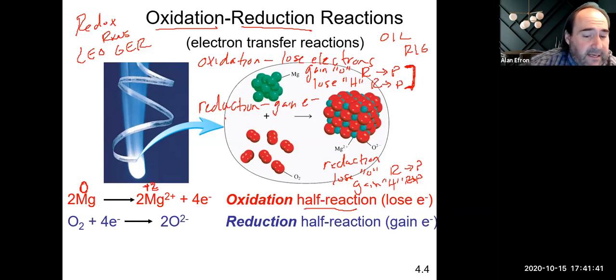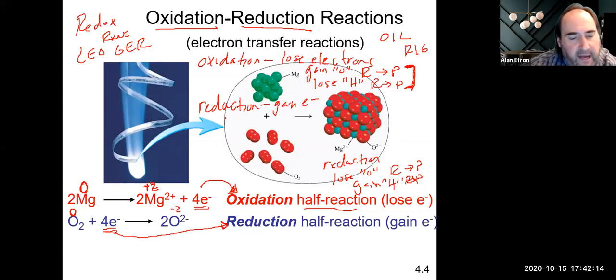And that means that it has lost electrons. And that's why we see electrons on the product side. So when we see electrons on the product side, that indicates an oxidation reaction happening. While if we look at the oxygen here, the O2, its natural form, has no charge or oxidation state. The oxygen here has -2, so it's actually gaining electrons in this half reaction, and that's why it's referred to as the reduction half reaction.